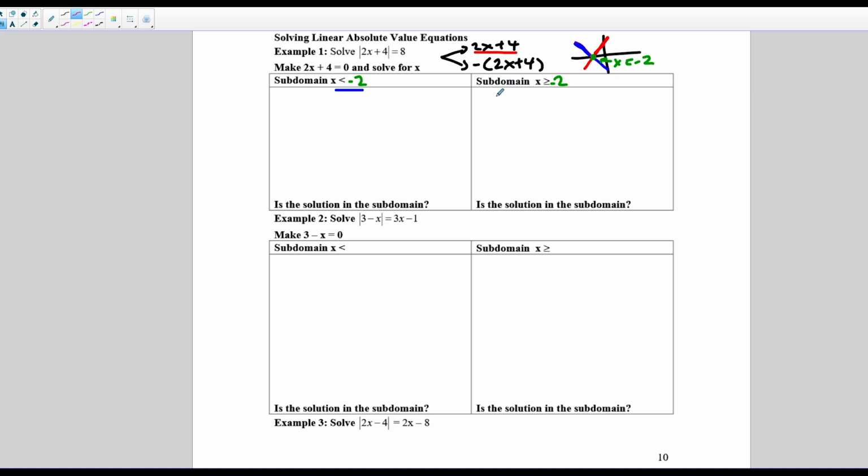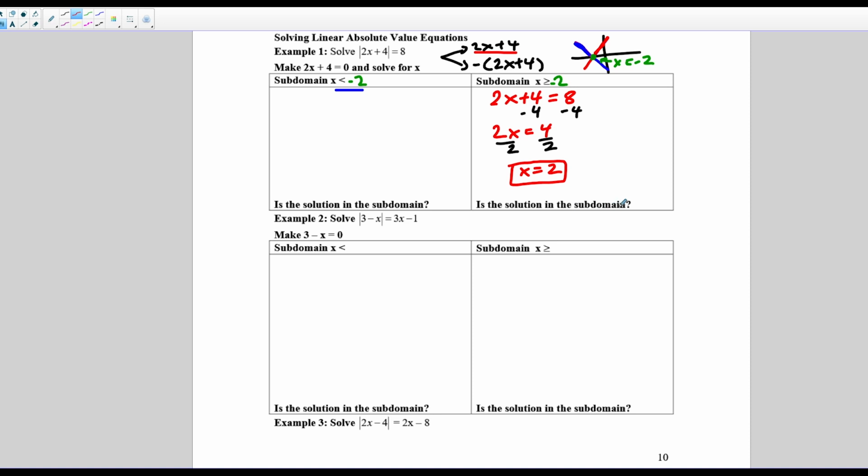So we know that we have the positive portion that gives us 2x plus 4 is just going to equal to 8. And then from here, let's subtract 4 from both sides. And so let's do that, subtract 4. And we'll end up with 2x is equal to 4. Divide both sides by 2. And we end up getting x is equal to 2.